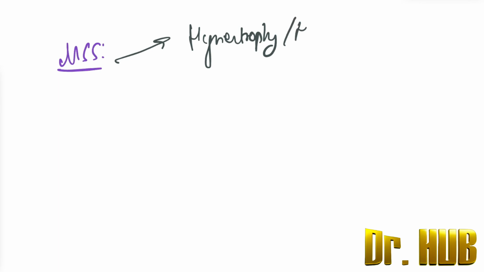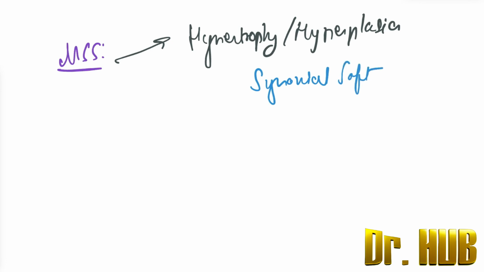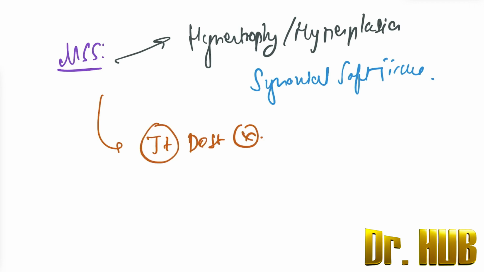Next, what is involved is the musculoskeletal system. There is hypertrophy and hyperplasia of the synovial soft tissues. Joint destruction is not common in systemic sclerosis, and there is presence of inflammatory myositis.